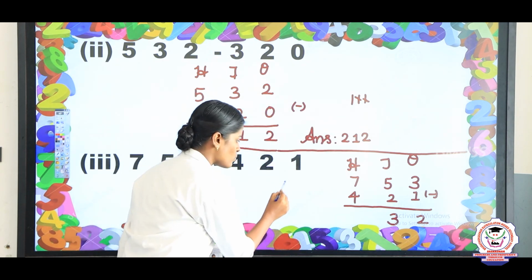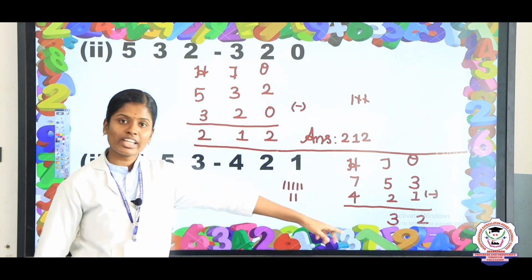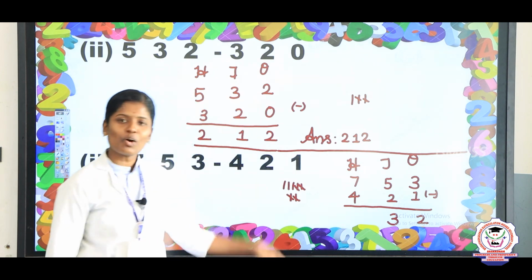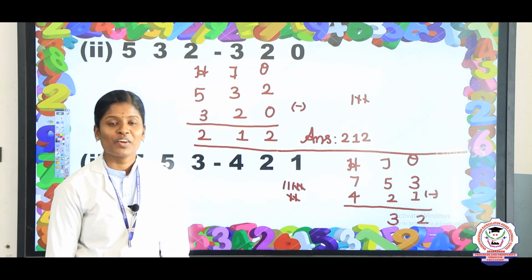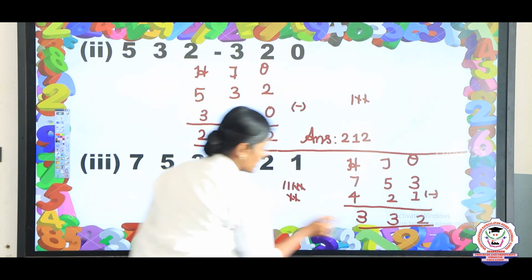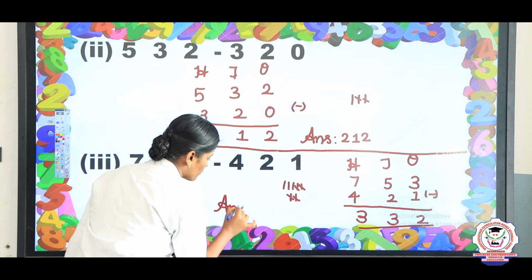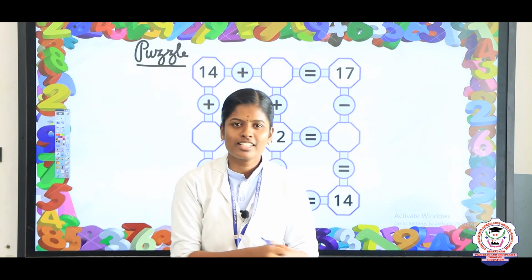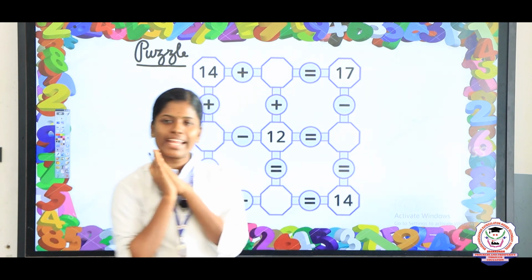Put 7 lines. 1, 2, 3, 4, 5, 6, 7. And strike out 4 lines. 1, 2, 3, 4. Remaining, how many lines are there? Very good. We have 3 lines. So write the answer 332. What is the answer? 332.